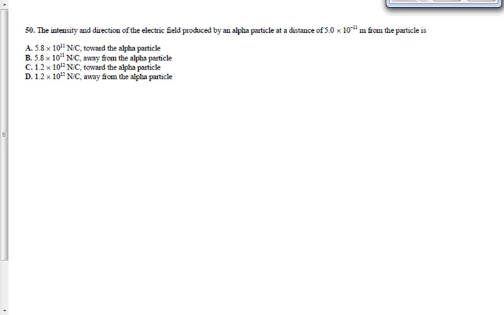I'm going to take a look at a multiple choice question now as practice. Question number 50. Have a look at that from your worksheet booklet. We'll take a look at it as a group in about 1 minute. 50 says, the intensity and direction of the electric field produced by an alpha particle at a distance of 5 times 10 to the negative 11 meters from the particle is what? Clearly an electric field problem, right?